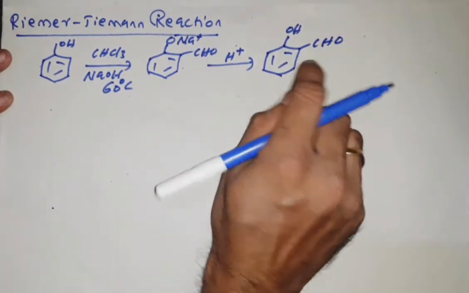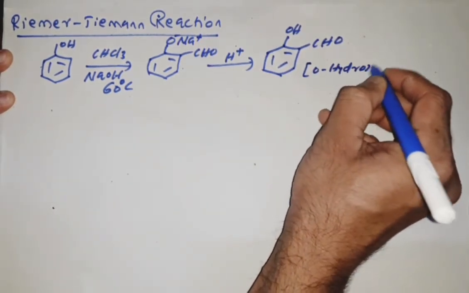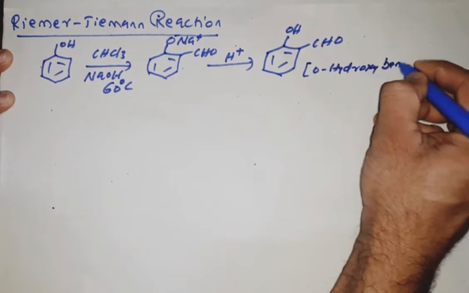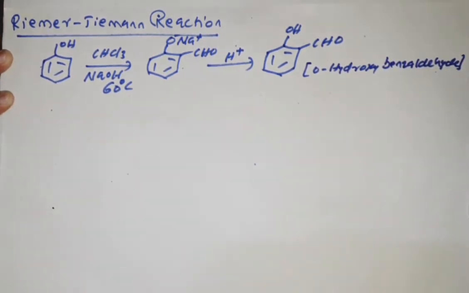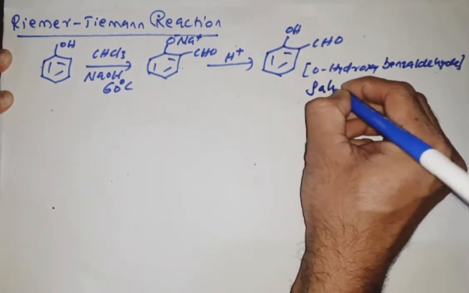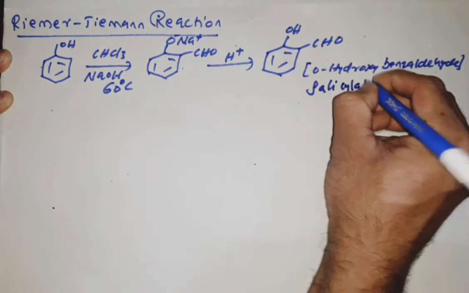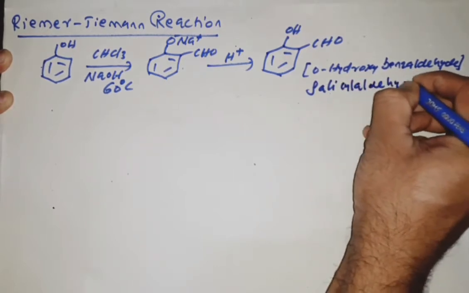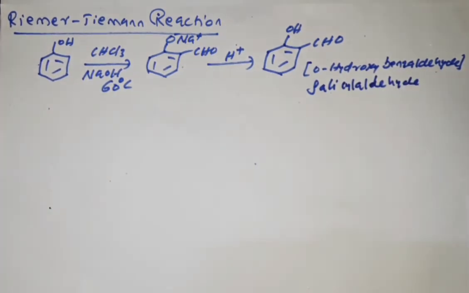This ortho-hydroxybenzaldehyde is also known as salicylaldehyde. So this is the Reimer-Tiemann reaction. Now let us check the mechanism.